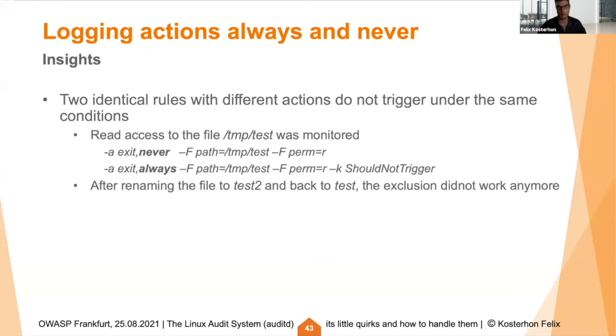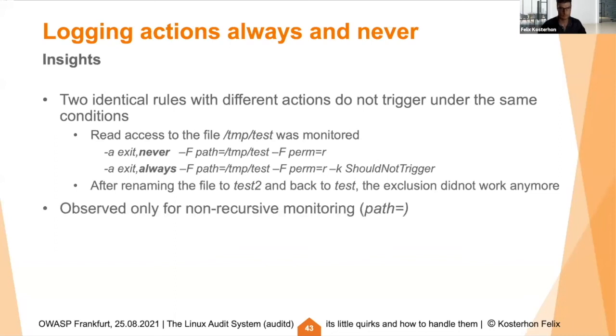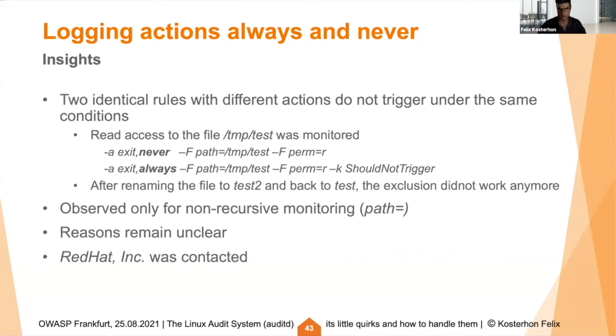But after renaming the file to test2 and back to test again, we observed that the exclusion did not work anymore. We observed it only for non-recursive monitoring, so only if you use the attribute path equals to some value. But the reasons so far remain unclear. We contacted Red Hat Inc. on that behalf, and we are still in touch with them. Also, we talked with them about the renaming directories problem to make sure that the configuration always reflects the current monitoring behavior.